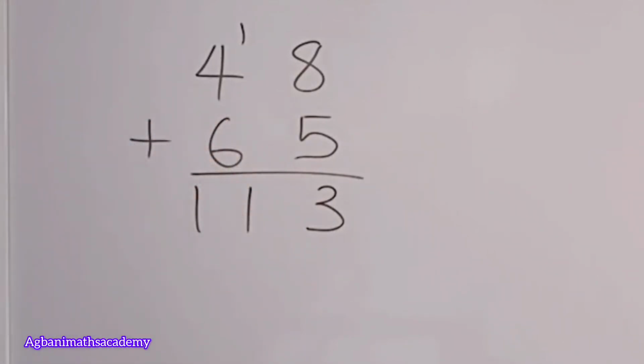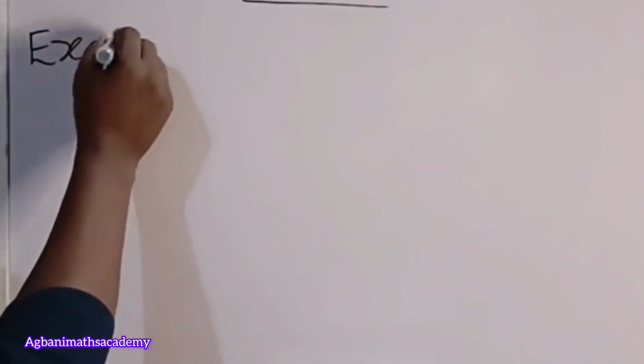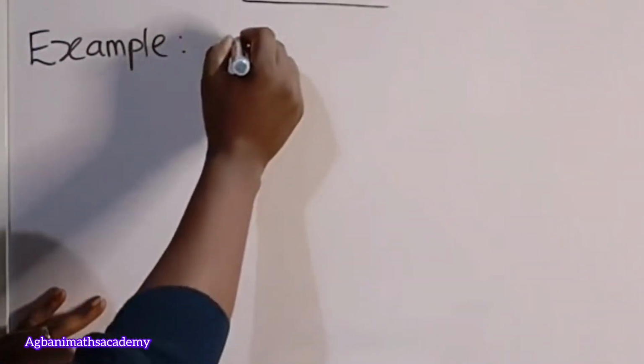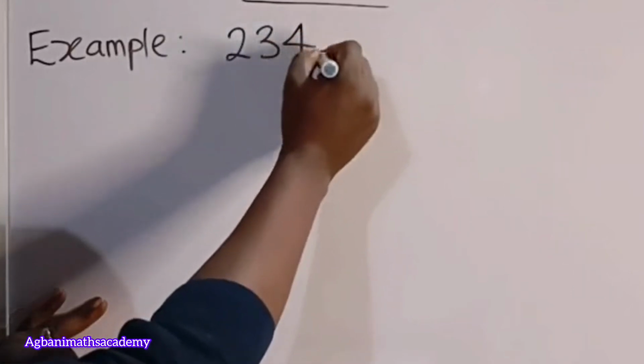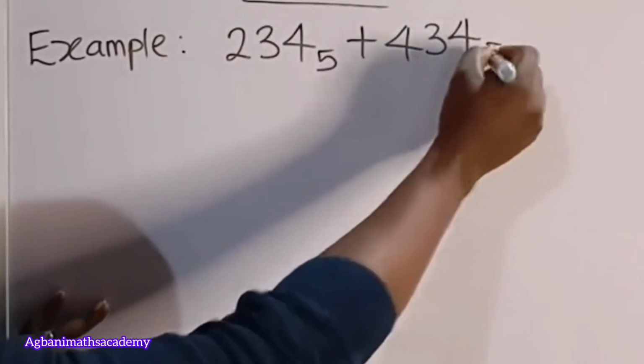But if the numbers are not in base 10, if they are in other bases, then it gets a little bit complicated. So we're going to see how to add numbers together that are not in base 10. Probably base 2, base 5, base 8, and so on. So let's look at the first example. So let's add 234 base 5 plus 434 base 5.